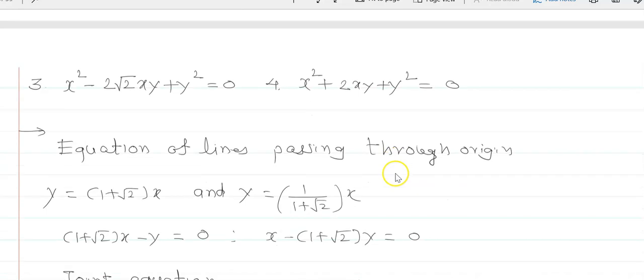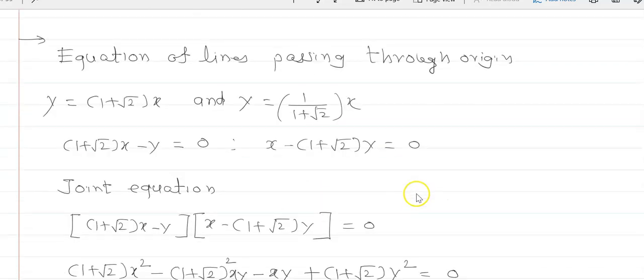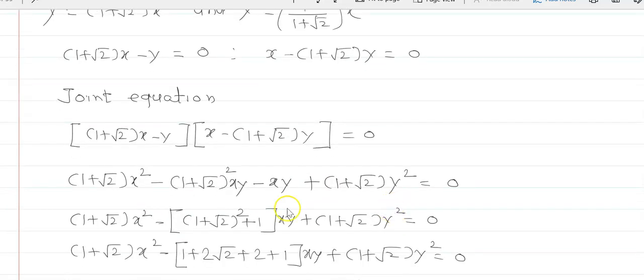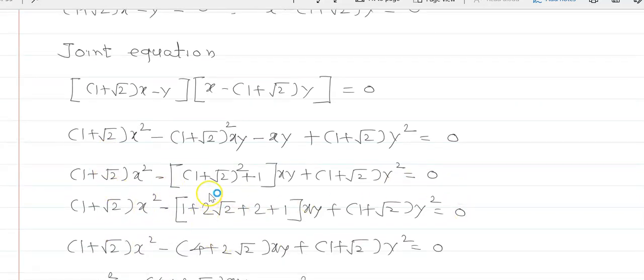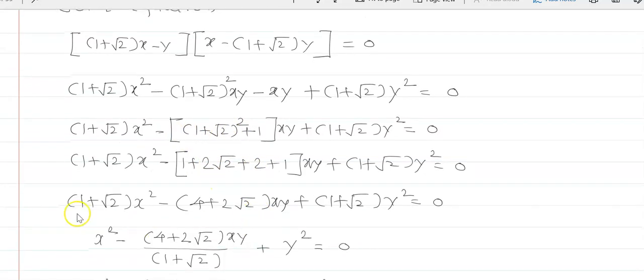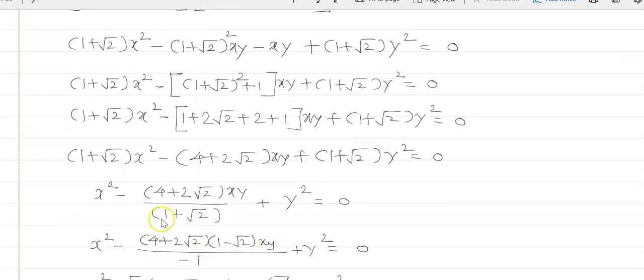These are the options. The equation of the lines passing through the origin gives their joint equation. Simplification is important here. Multiplication, (1 plus root 2) bracket square, expand it, divide on both sides by 1 plus root 2, then multiply the numerator and denominator by 1 minus root 2, then you will get 1 minus 2, therefore it is minus 1.